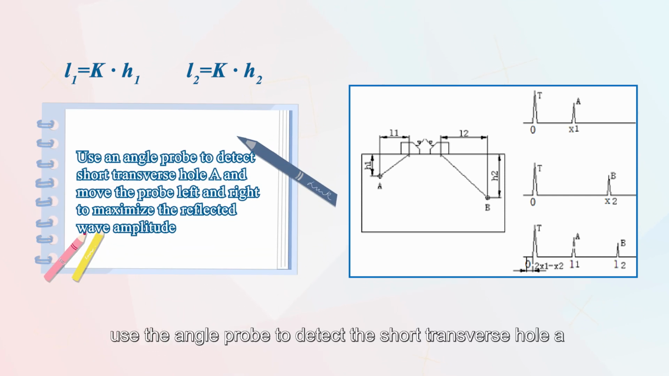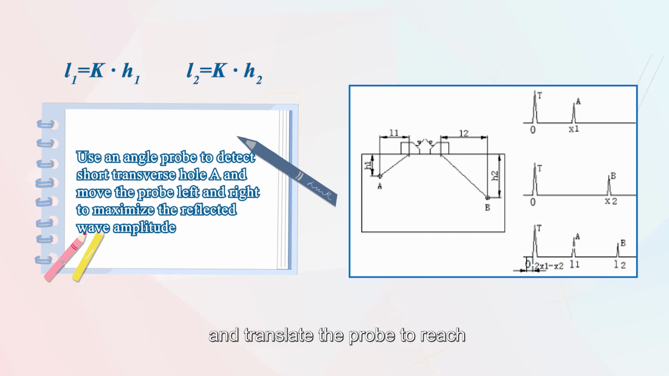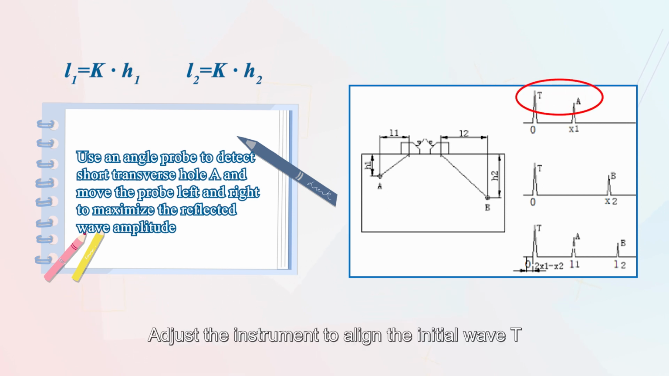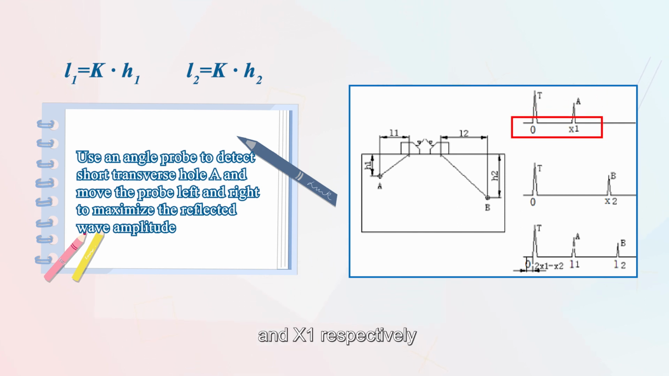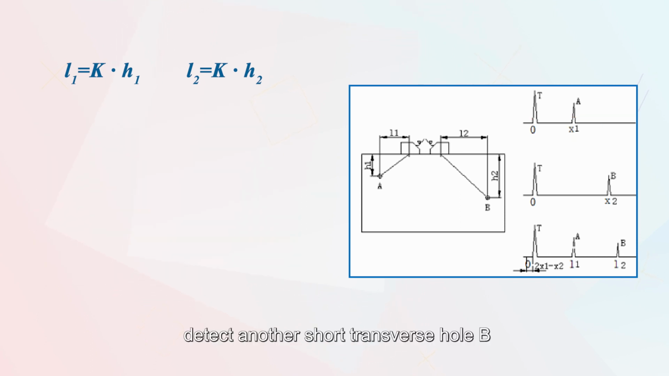Then use the angle probe to detect the short transverse hole and translate the probe to reach the highest reflection position. Adjust the instrument to align the initial wave T and the echo A of the short transverse hole on the oscillograph screen with the scales 0 and x1 respectively. Then detect another short transverse hole B and translate the probe to reach the highest reflection position. Set the reading of the echo B of the short transverse hole as x2.